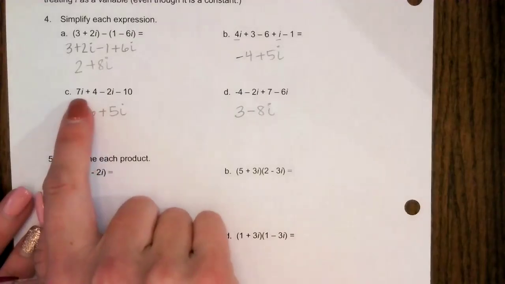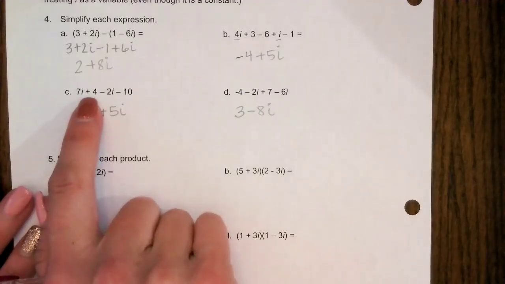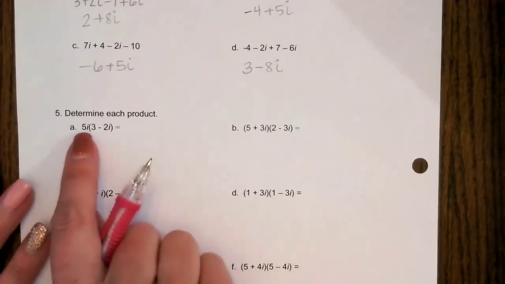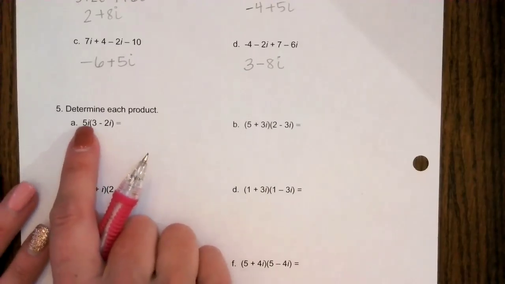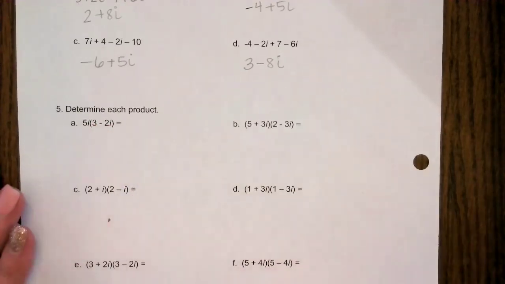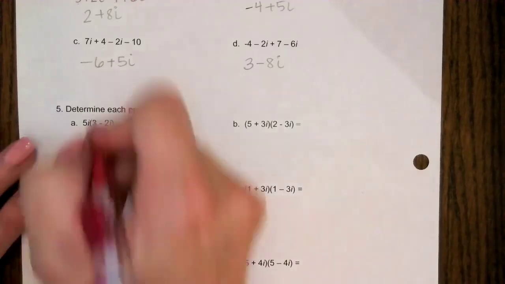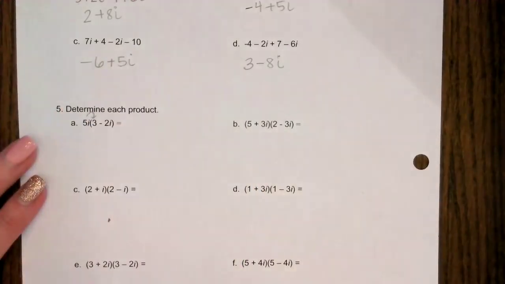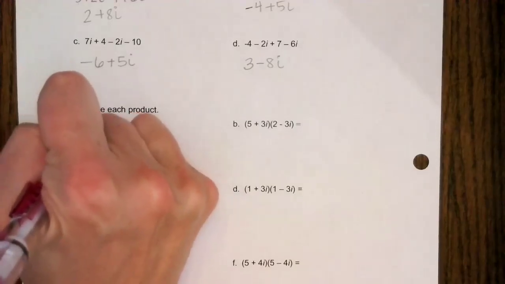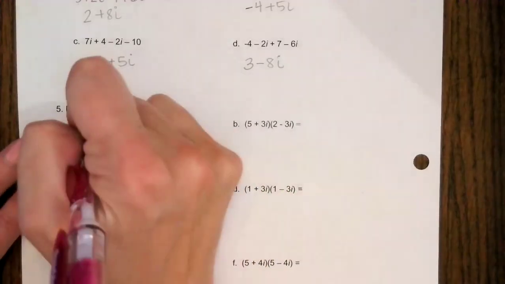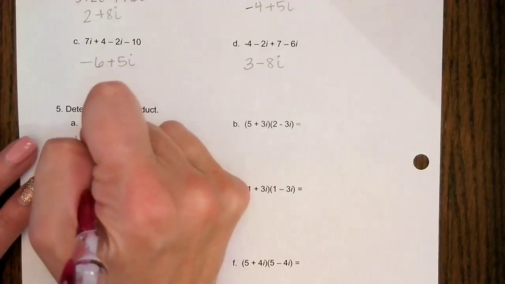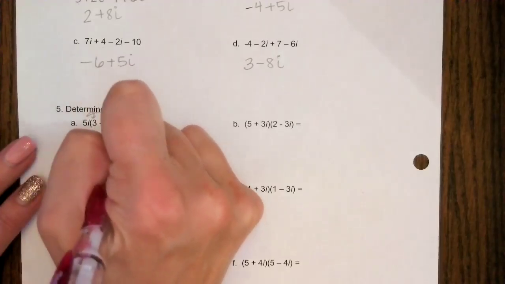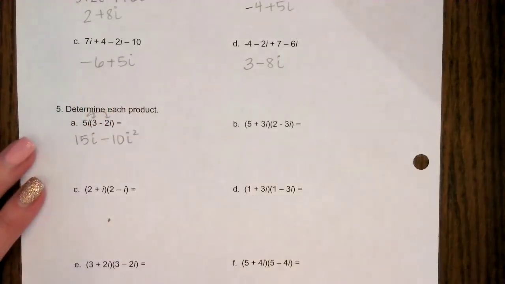In this case, we do not add or subtract a real number with an imaginary number, but we can multiply them just like if it was 5x times 3 minus 2x. You can multiply those. So we distribute here. 5i times 3 would give me 15i, and then 5i times -2i would give me a -10i squared. 5 times 2 gives me the 10, and then i times i gives me the i squared.